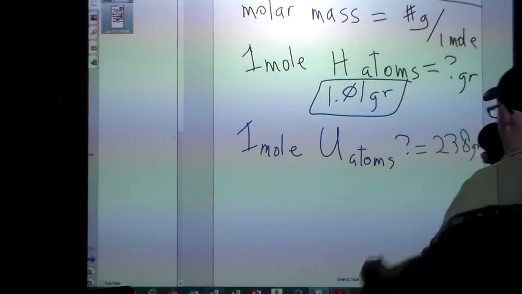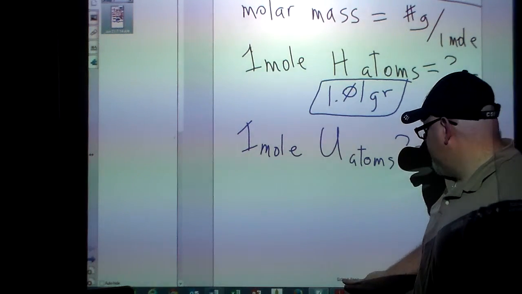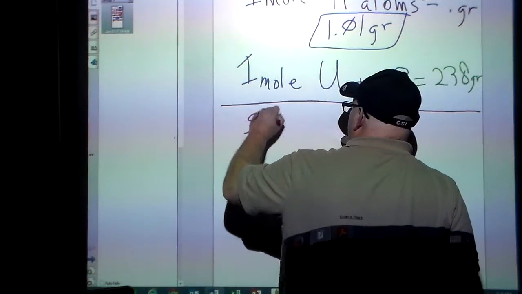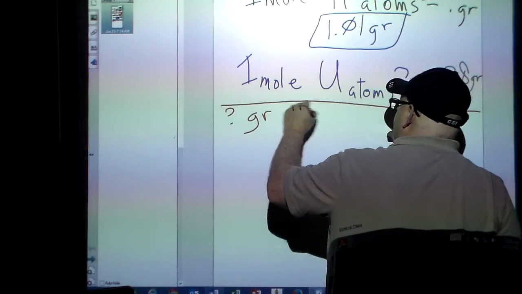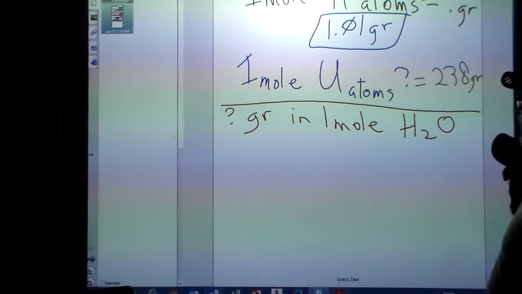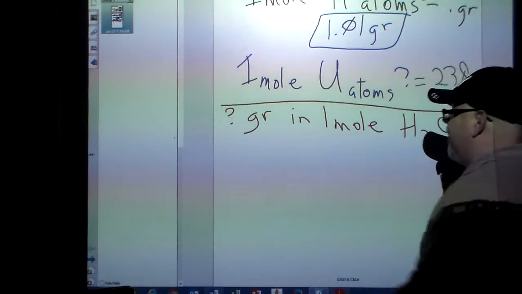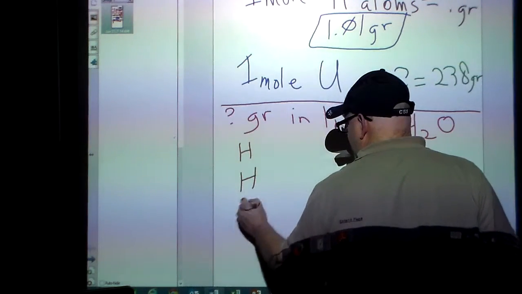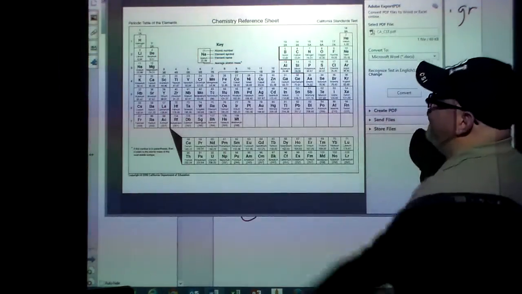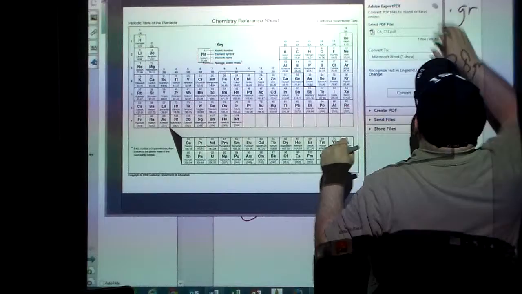Now, how can we figure out the grams per mole of a compound? Let's look at how many grams in 1 mole of water. Everybody knows water. I like using water as an example. There's a couple of things to look at. One, we have to look at how many of each we have. We have an H, another H, and an oxygen. Again, we go back to the periodic chart and look for our H. There it is, 1.01. We look for the oxygen and say, oh, look, there's 16.